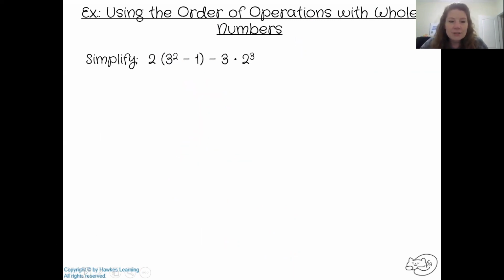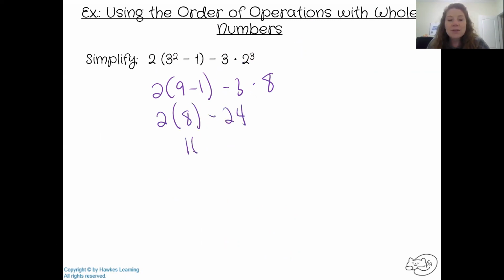Plug it in your calculator. All right, on this one, we would do parentheses first. After, of course, we also have to do our exponent. So it would be 2 times 9 minus 1 minus 3 times 8. 2 to the third power is 8. So then we're going to do 2 times 8 minus 3 times 8 is 24. So then we have 16 minus 24, which is negative 8.